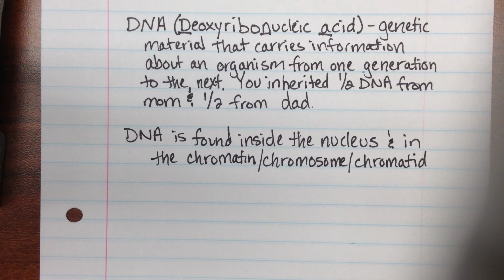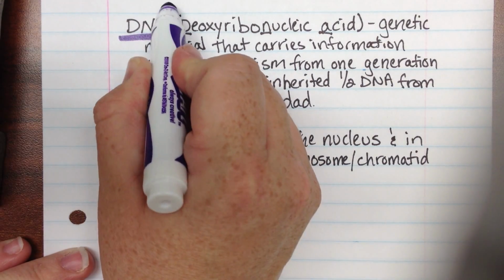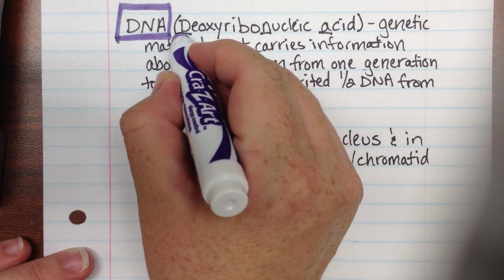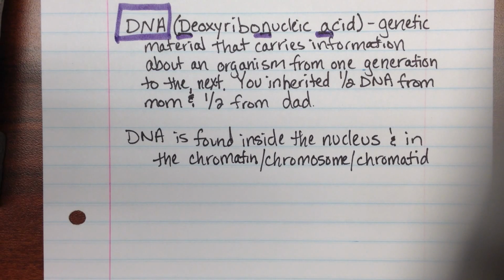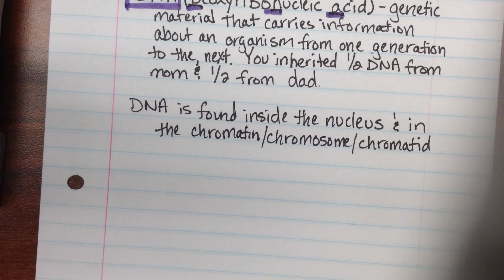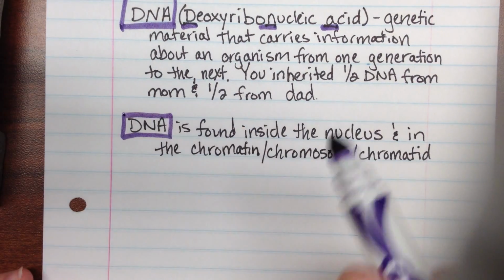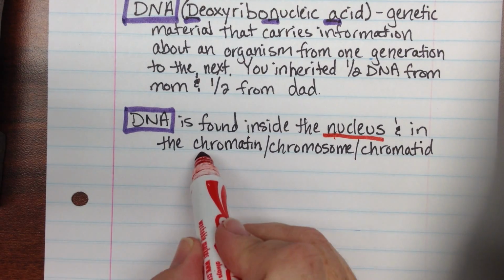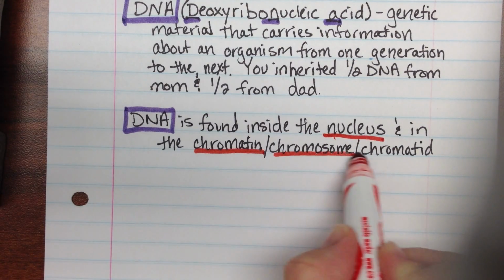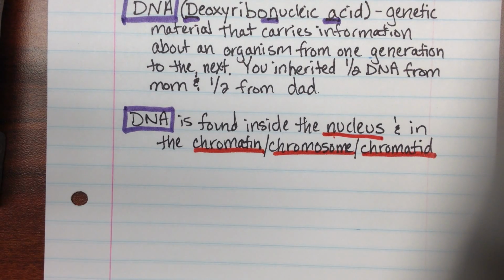Now let me go back and add just a little bit of color here to highlight some important information, okay? I'm gonna put a box around my DNA and make these a little more colorful there. Okay. And let me also highlight DNA again here. It's found inside the nucleus and in the chromatin, chromosome, or chromatid. It's all wound up inside there.